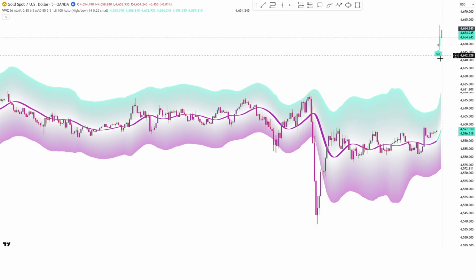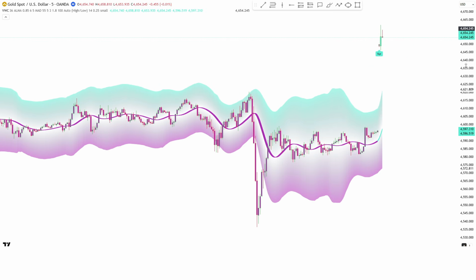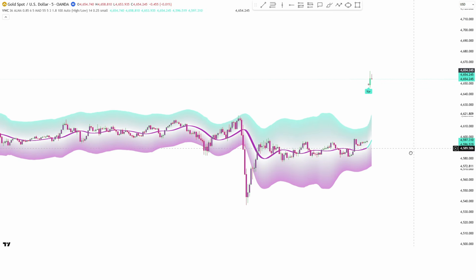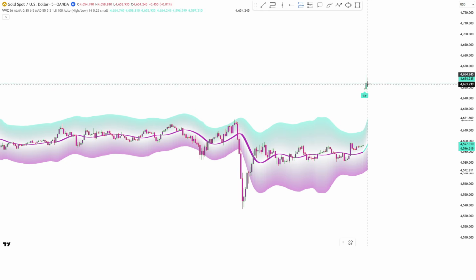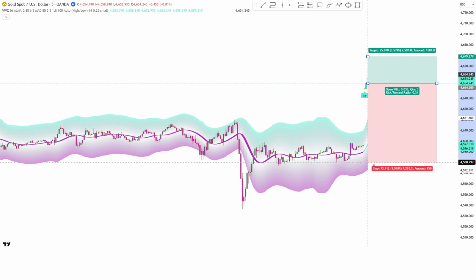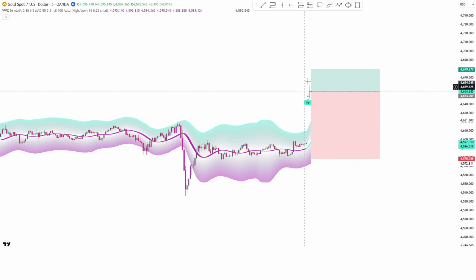Entry: open a buy position once the aqua green candle signal is confirmed. Stop loss: place it at the previous swing low. Take profit: target a 1:1.5 risk to reward ratio.